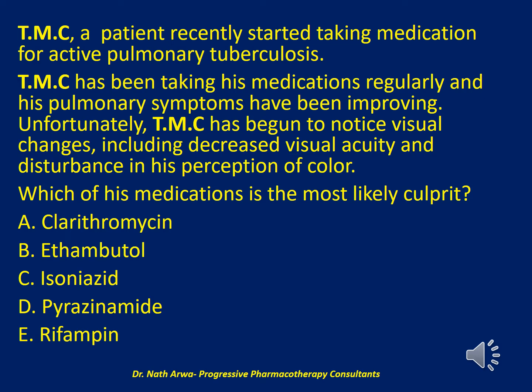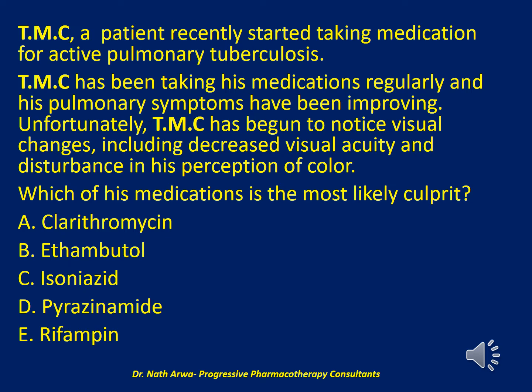And the first question reads, TMC is a patient who recently started taking medication for active pulmonary tuberculosis. TMC has been taking his medications regularly and his pulmonary symptoms have been improving. Unfortunately, TMC has begun to notice visual changes, including decreased visual acuity and disturbance in his perception of color. So my question to you is, which of his medications is the most likely culprit?